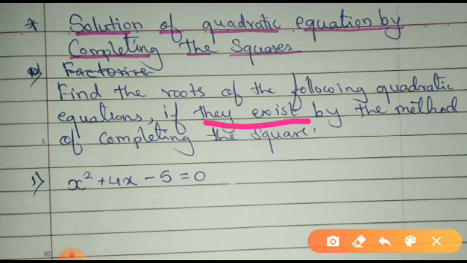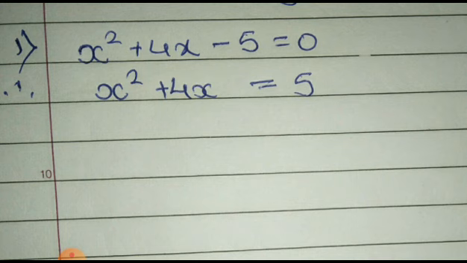It is x square plus 4x minus 5 equal to 0. Now, the first step is to check that all the terms of x are on one side, and the constant term is transferred to the right hand side. That will be my first step. So what I have done is keep x square plus 4x on the left hand side, and that minus 5 is transferred to the right hand side.